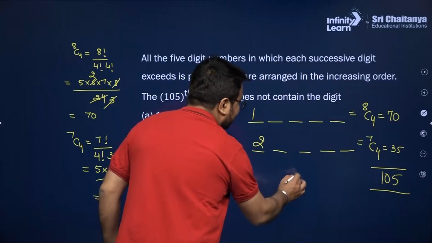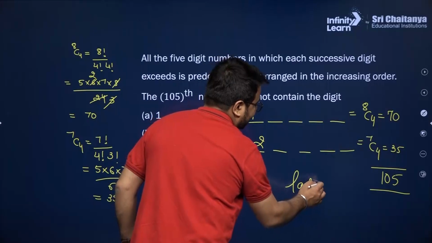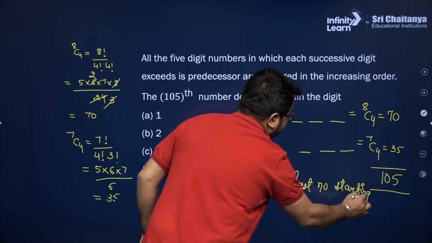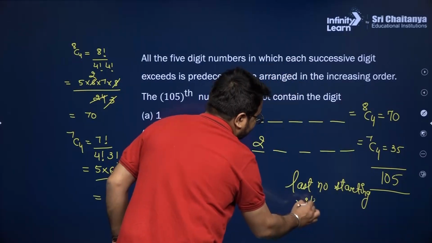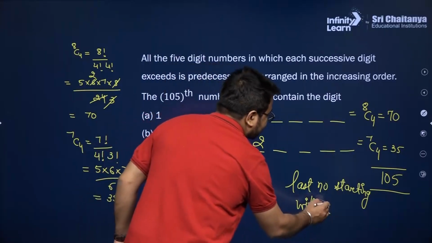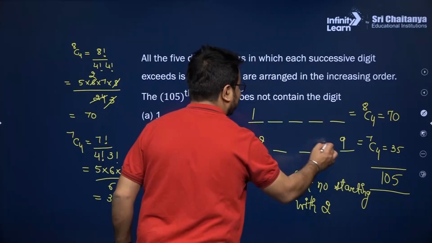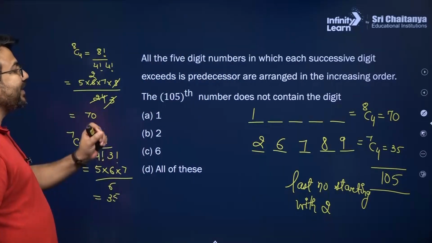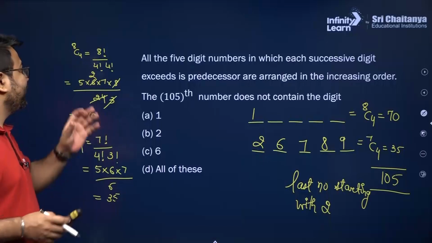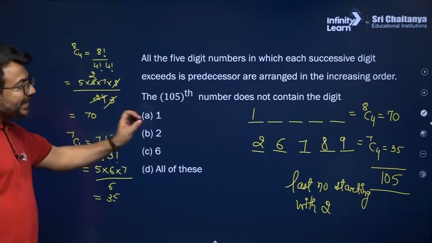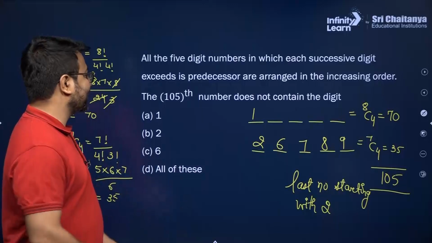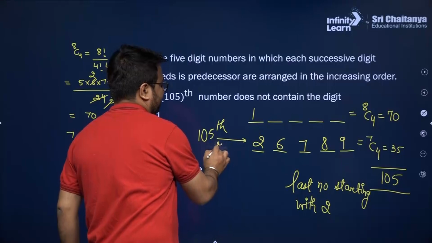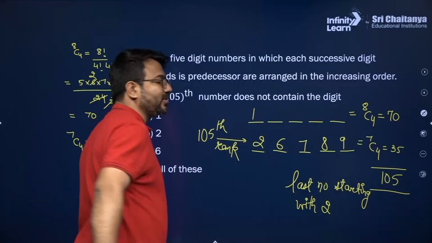So I need to find the last number starting with 2. The last number starting with 2 will be, here we will have 9, here 8, then 7, then 6. So 2, 6, 7, 8, 9 will be the 5-digit number which is placed at the 105th position. This is the number at 105th rank. This is a very important question.